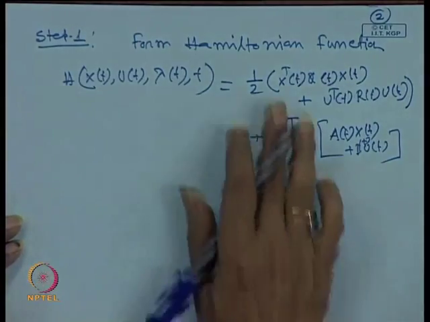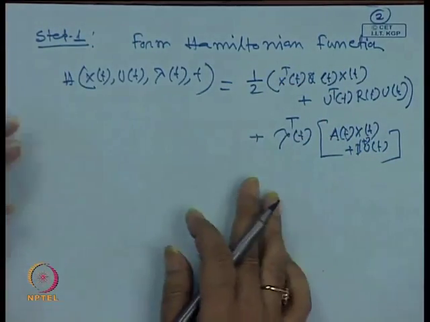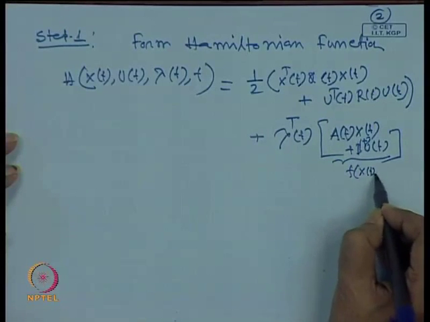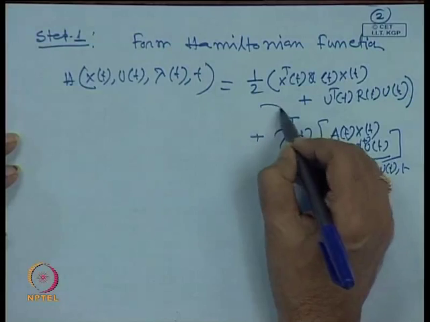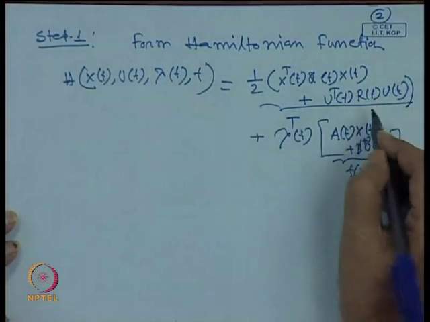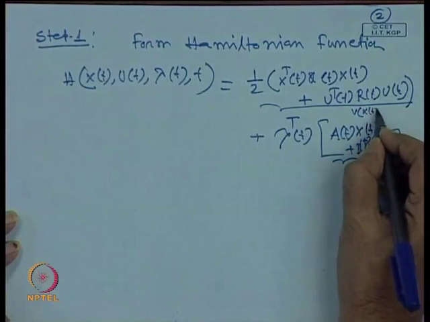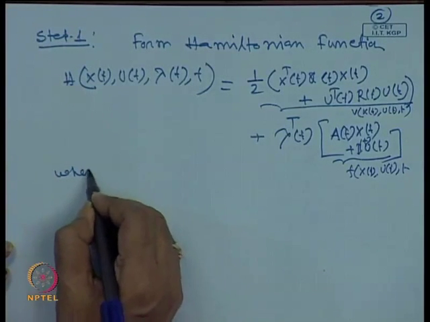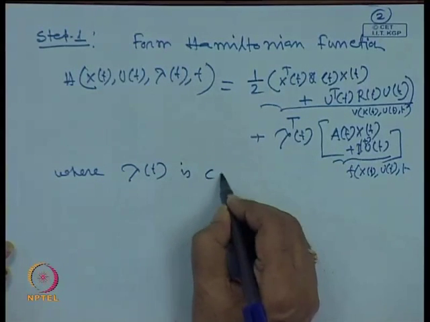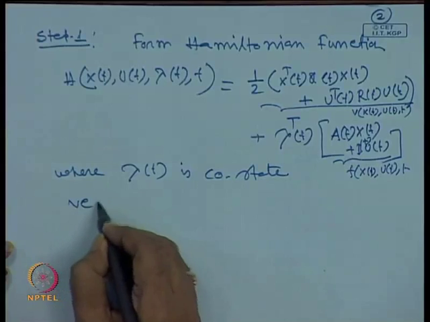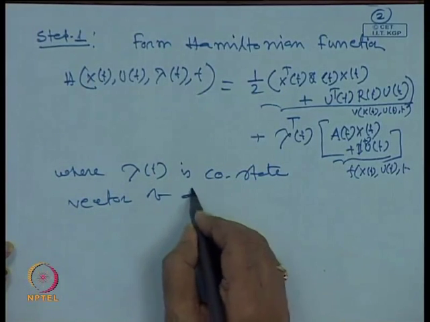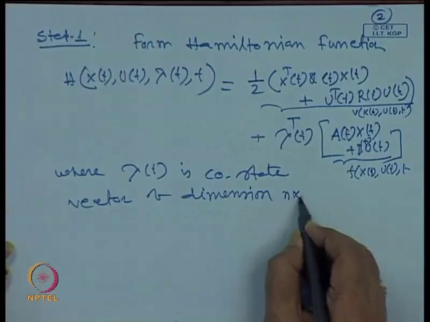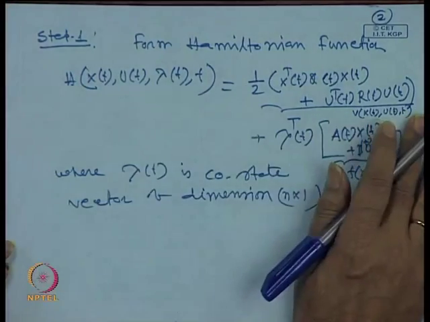This is our Hamiltonian function, which is free from x dot, that we have discussed earlier. Or if you see more carefully, it is nothing but our f of x(t), u(t), and this whole thing is v of x(t), u(t) and t. Okay? So, where lambda(t) is a co-state vector of dimension n cross 1. Okay? So, this is the first step, you form that.